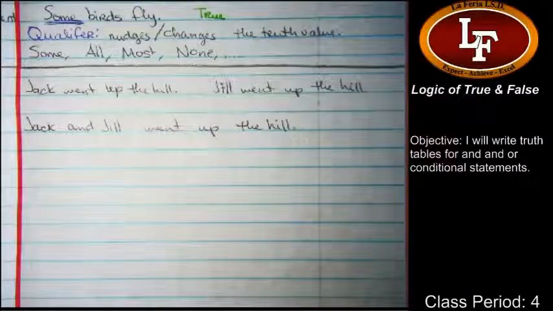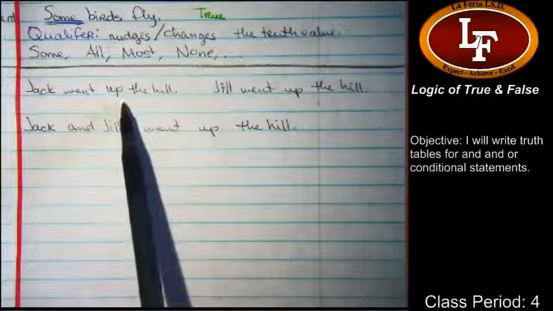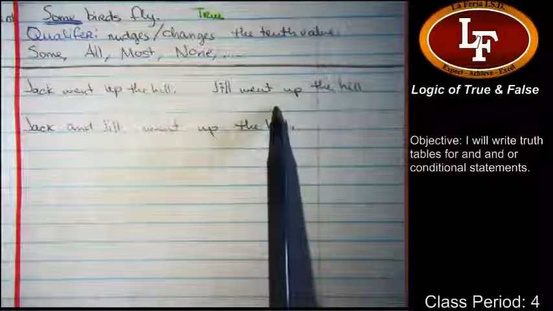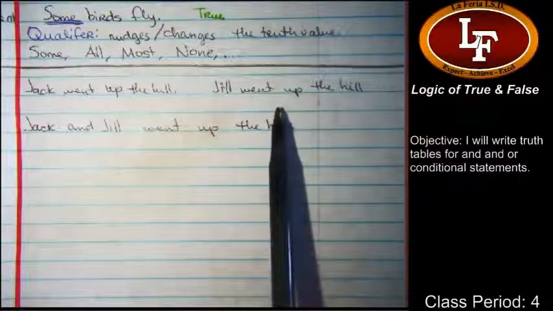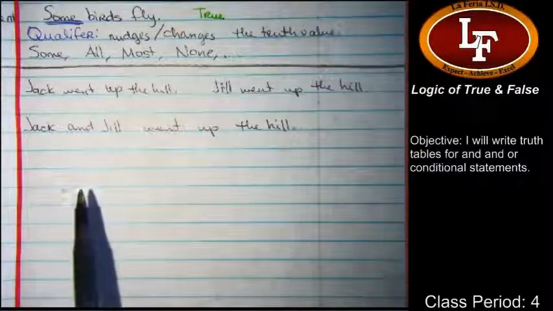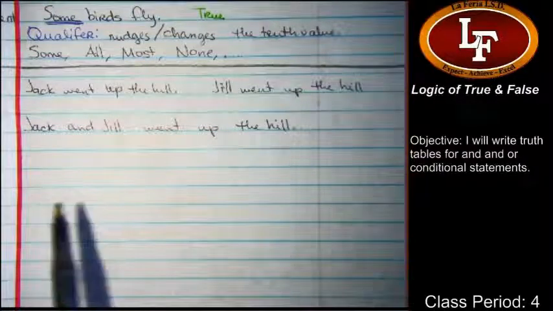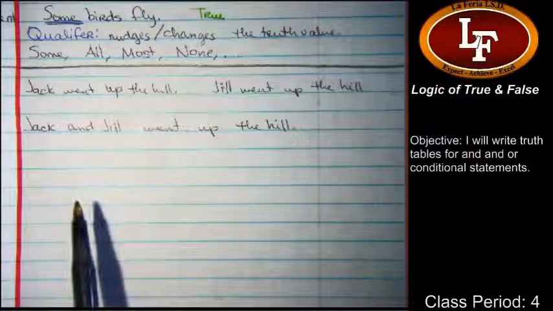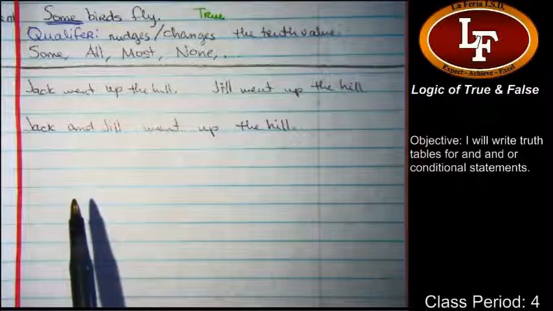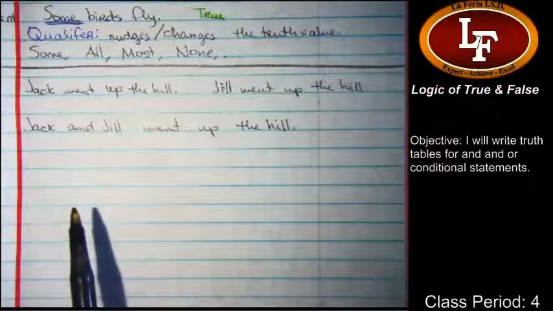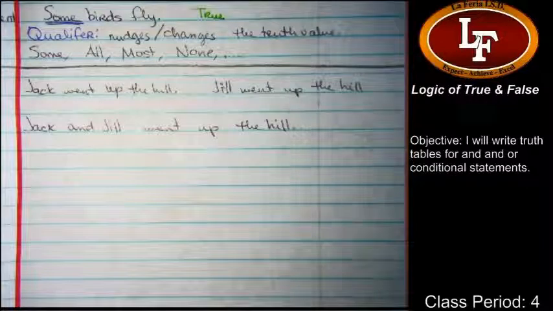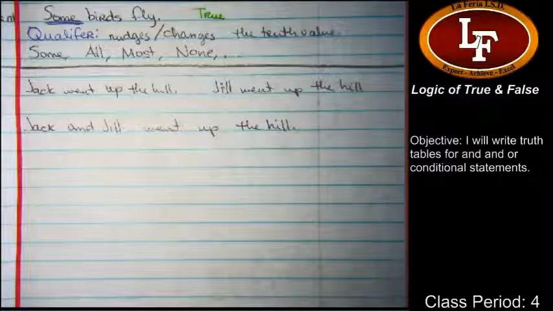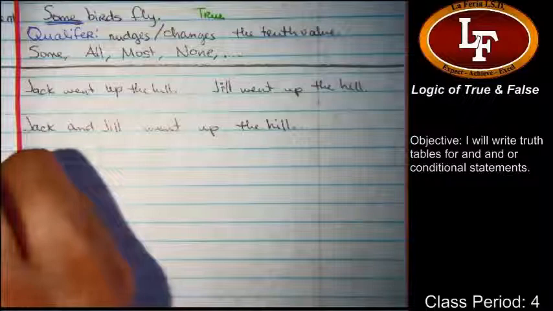What needs to be true about these two separate statements here on top, Jack went up the hill, Jill went up the hill, in order for the entire sentence, Jack and Jill went up the hill, to be true? In order for that to be a true statement, what has to happen? They both have to go up the hill. Maybe not necessarily at the same time, but they both have to do it before we call it done. Okay?